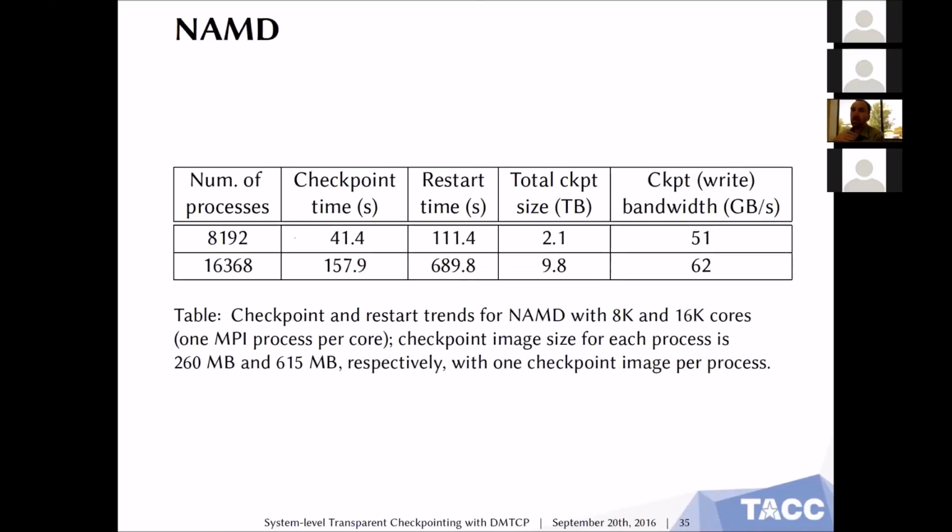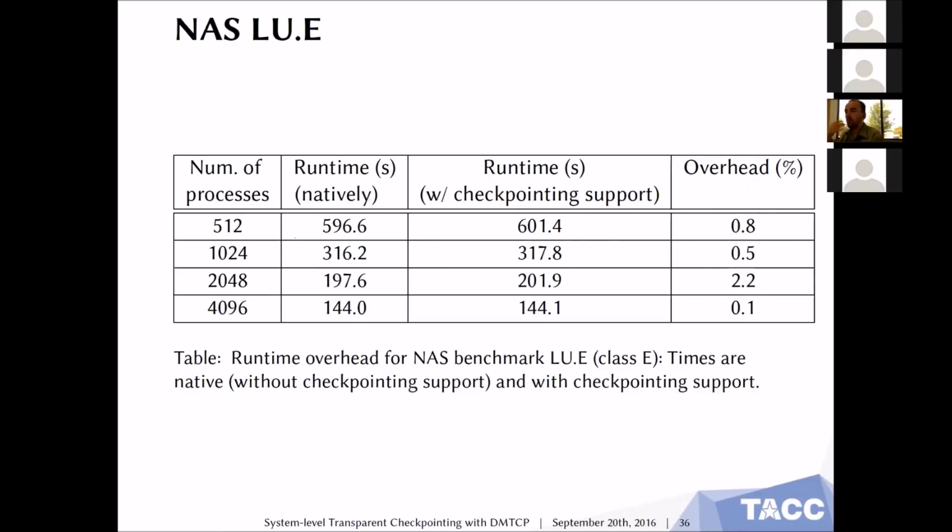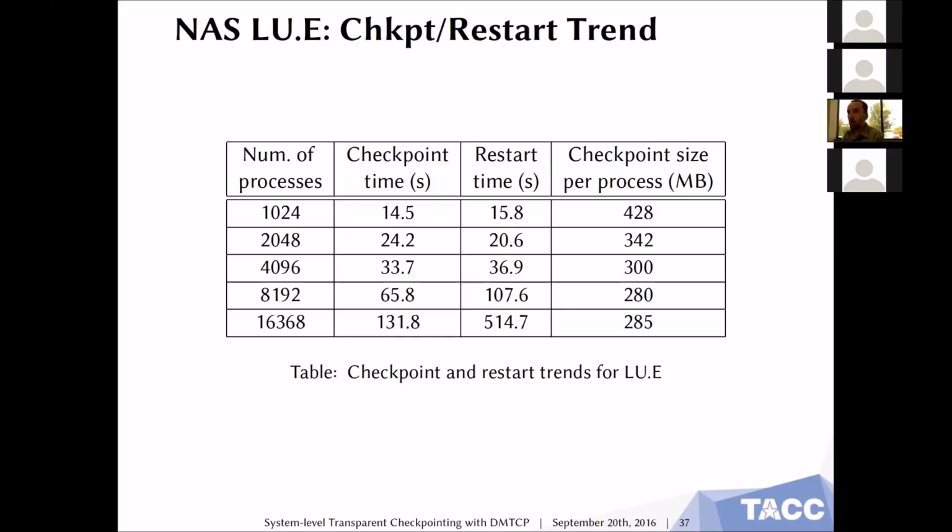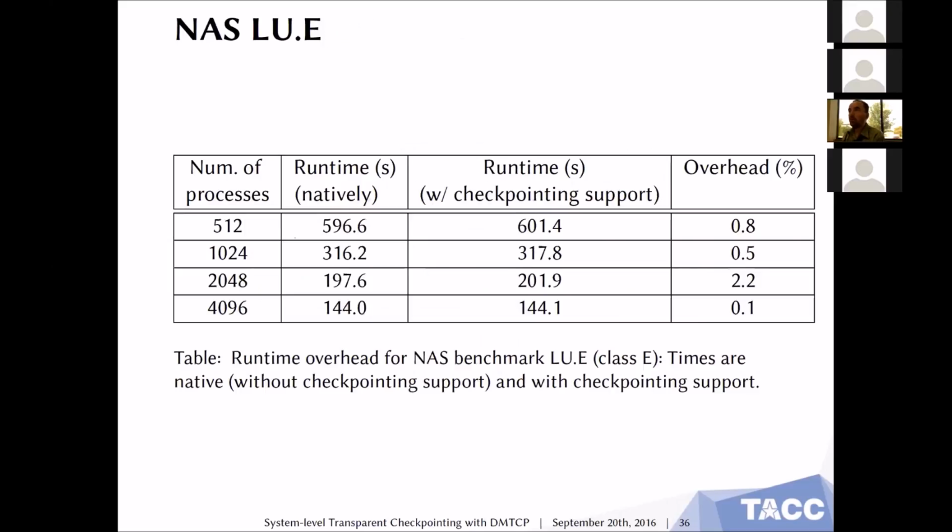We did some experiments with HPCG and with NAMD, with checkpoint images of 266 megabytes and 615 megabytes respectively, one checkpoint image per process, so 256 megabytes for 8K and 650 megabytes for 16K. We also ran the NAS LU. This is the runtime with and without the checkpoint, and you can see that the overhead of checkpointing at large scale is very low.